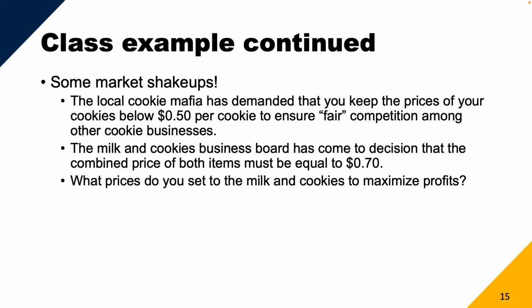So we're going to make our example a little bit more complex. The local cookie mafia has demanded that you keep the prices of your cookies below 50 cents per cookie to ensure fair competition among other cookie businesses. Also, the Milk and Cookies Business Board has come to a decision that the combined price of both items has to be equal to 70 cents. What prices do you set for the milk and cookies to maximize profits?